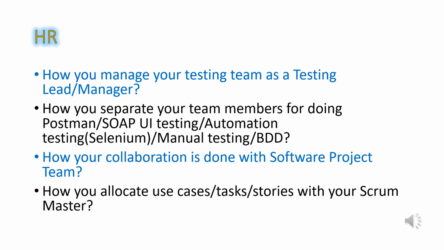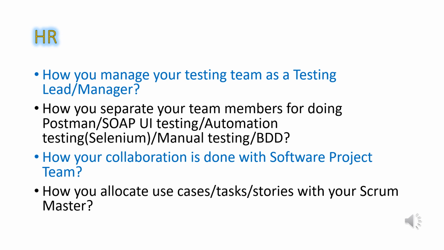Next one is how you separate team members for doing Postman API testing, automation testing, manual testing, and BDD. So it is the same as the first question; it is a sub-question of that one. Based on the team members' efficiency and their knowledge of the technologies and tools, we can separate this, and we can assign the work to them based on these things.